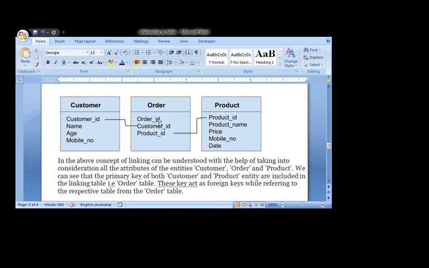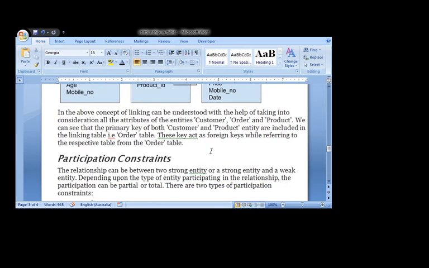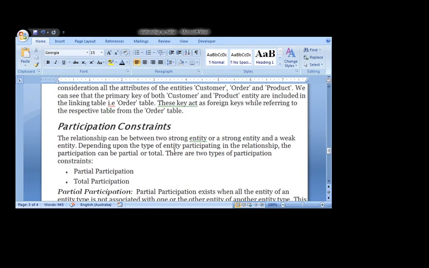Here order ID will be the primary key, and again product ID is the primary key in the product table, and it is again the foreign key in the order table. These act as the foreign keys while referring to the respective table from the order table.